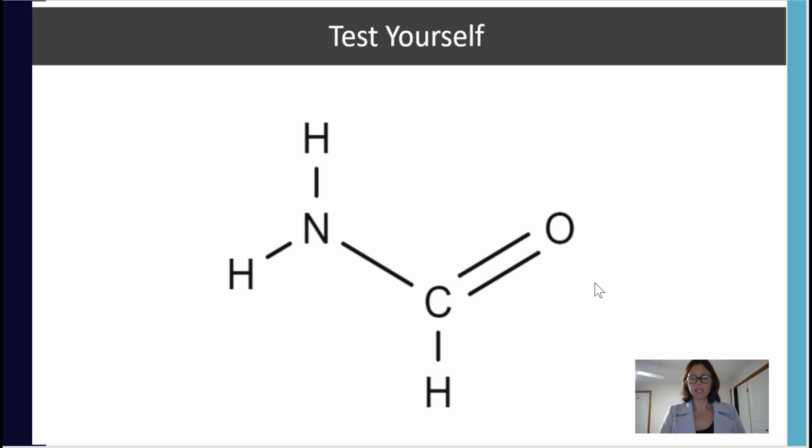So have a go at this one. So let's have a look. We've only got one carbon there. So we're looking at a methanoic acid, and then we have our amide group off the side. So methanamide.